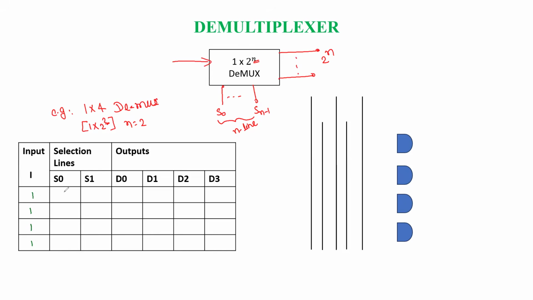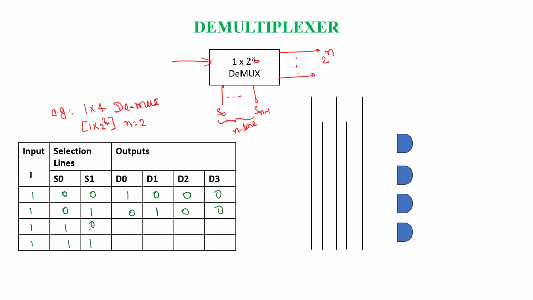Now on the basis of the selection lines, it has two selection lines. With the help of 2 bits, we'll have 4 combinations: 0 0, 0 1, 1 0, 1 1. When the selection line is 0 0, we get D0 as 1, and the remaining are low. When the selection line combination is 0 1, that binary equals 1, so D1 is 1 and the remaining are 0.